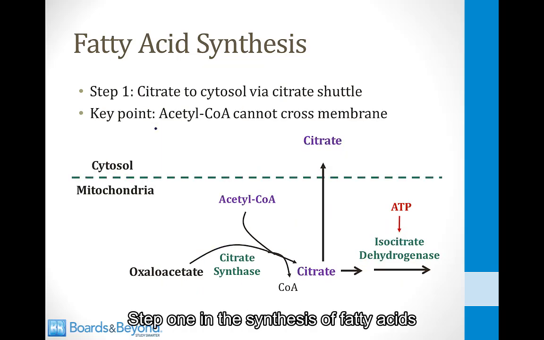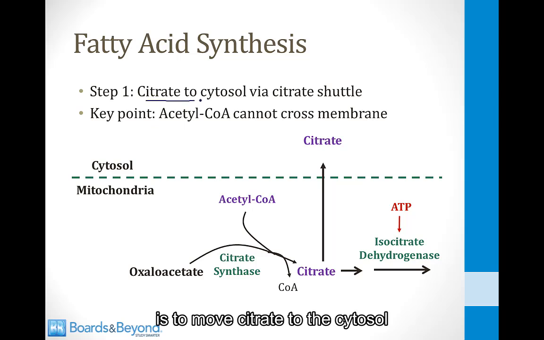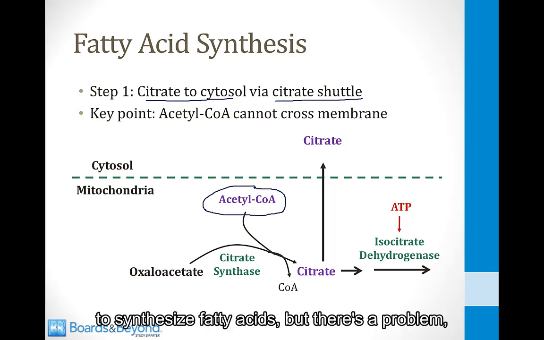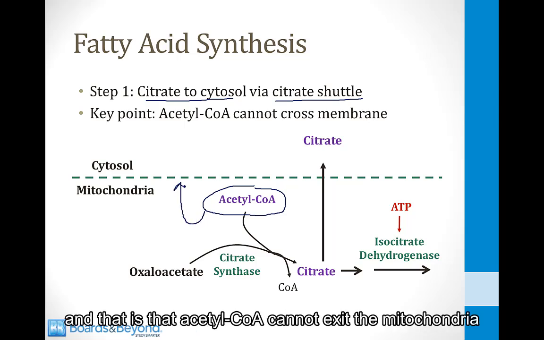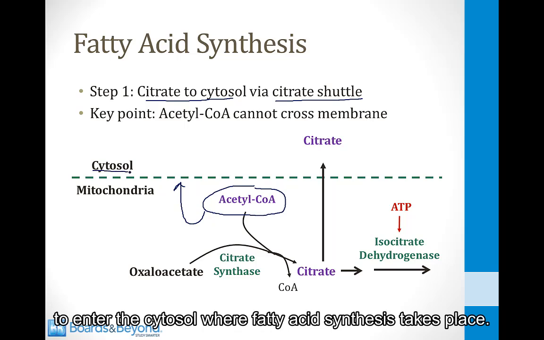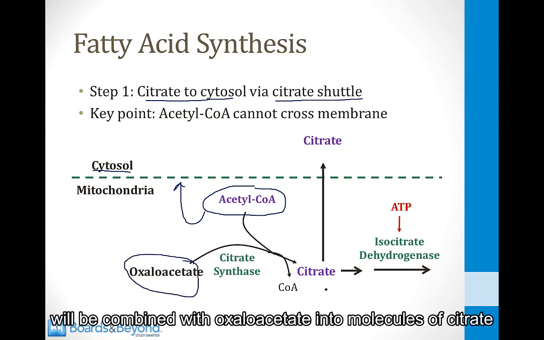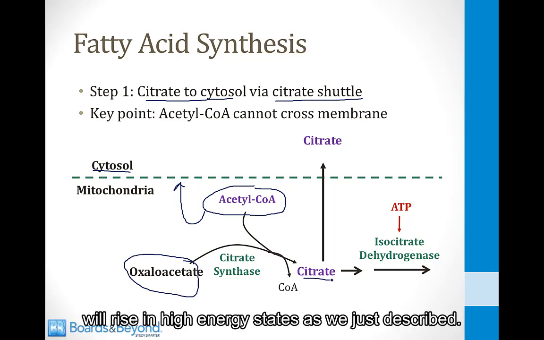Step 1 in the synthesis of fatty acids is to move citrate to the cytosol via a transporter called the citrate shuttle. As we will see, acetyl-CoA molecules can be used to synthesize fatty acids, but there's a problem, and that is that acetyl-CoA cannot exit the mitochondria to enter the cytosol where fatty acid synthesis takes place. For this reason, those acetyl-CoA carbons will be combined with oxaloacetate into molecules of citrate, and the level of citrate inside the mitochondria will rise in high energy states as we just described.